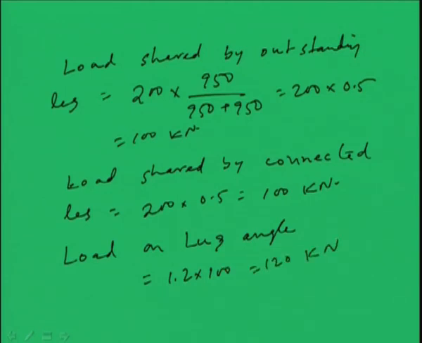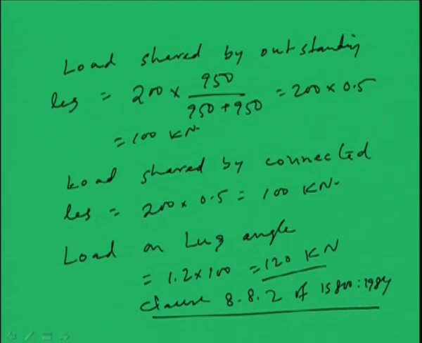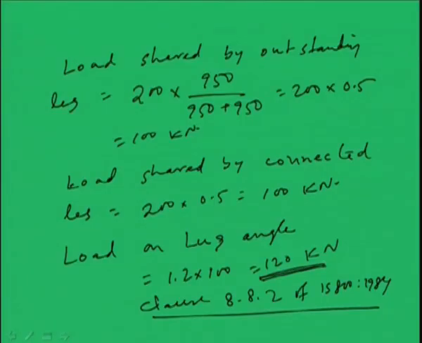So, load on lug angle will become 120 kilonewton, right. This is basically given in clause 8.8.2 of IS 800 1984. In this clause it is given that 20% extra load should be able to be carried by the lug angle. That is why when we design the lug angle, we will design not for 100 kilonewton, but for 1.2 into 100, means 120 kilonewton, right.